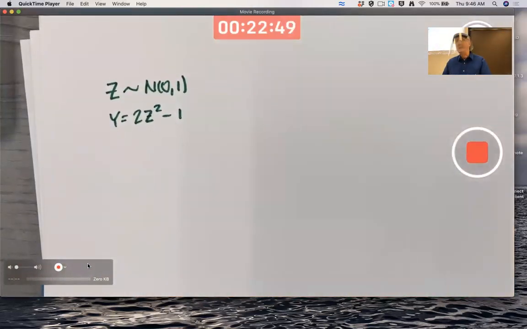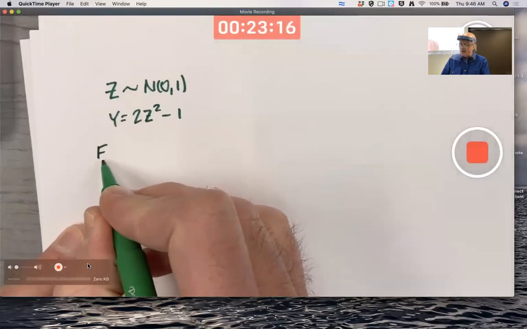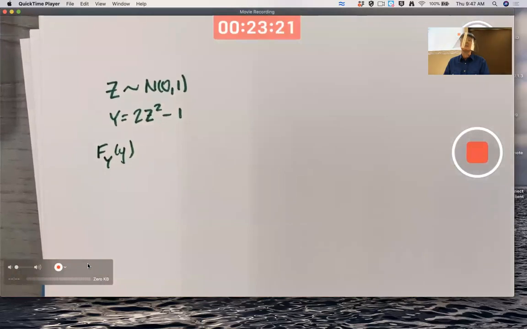We want to ultimately find the PDF for Y. We want to use the CDF method to find the PDF, because I think it promotes understanding, whereas the book's formula involving the derivative of the transformation is just a little bit more mysterious. It's sometimes quicker, but more mysterious. The CDF for Y, capital F sub Y of little y, we want to find first, and then we want to differentiate it to find the PDF.